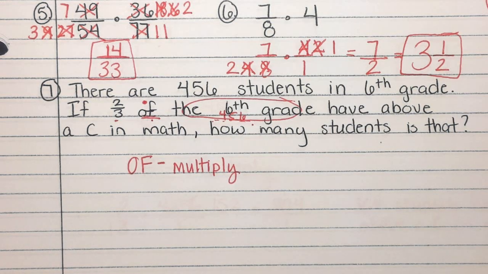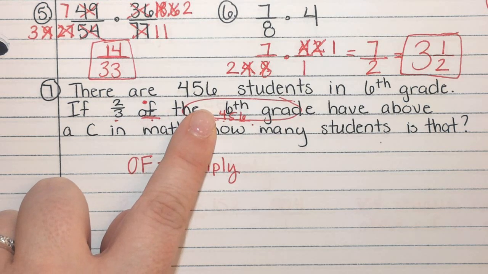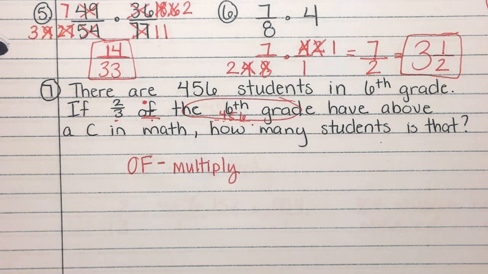Now, guys, of means to multiply if I'm talking about numbers. If I just say I have a bucket of strawberries, does of mean that I'm multiplying there? No, it just means that in my bucket there are strawberries. If I have a bucket of strawberries, of does not mean to multiply. It just means my bucket has strawberries in it. Okay? If I'm talking about a number of another number, multiply. Are y'all good with that? A number of another number means to multiply.